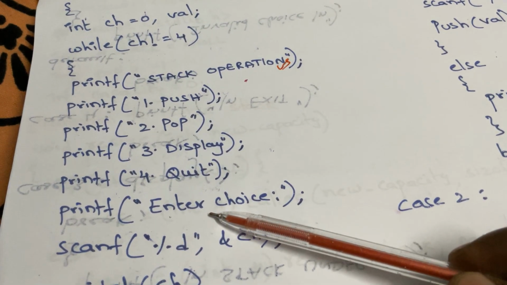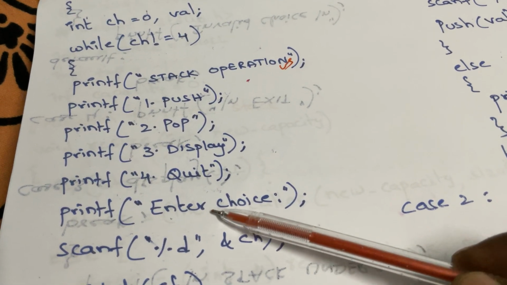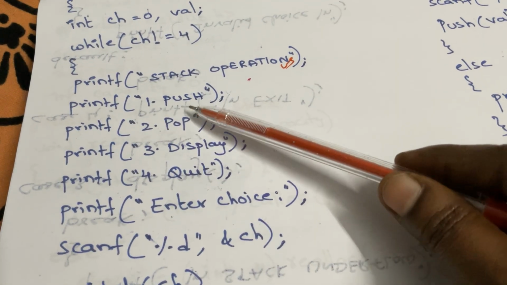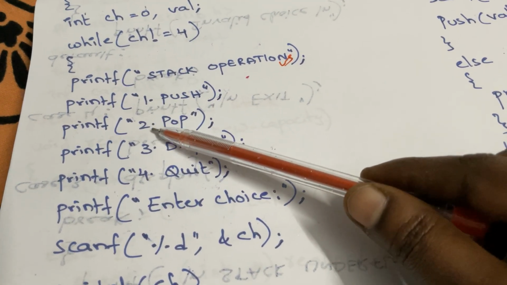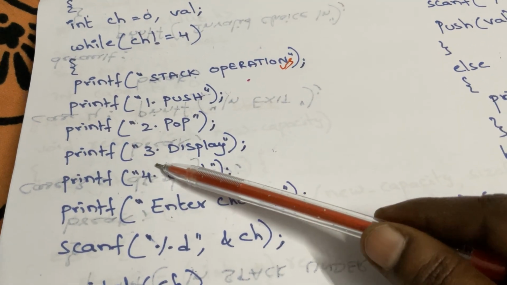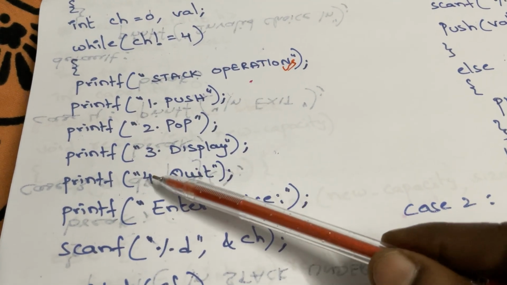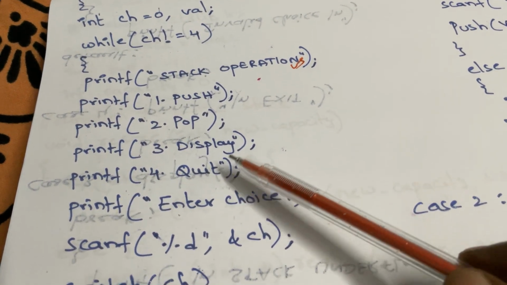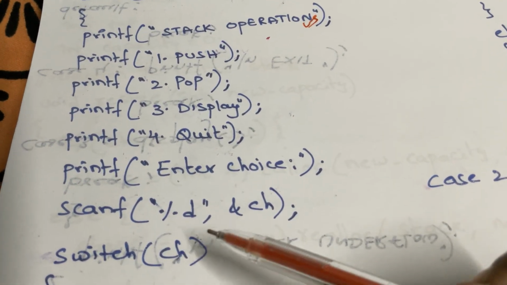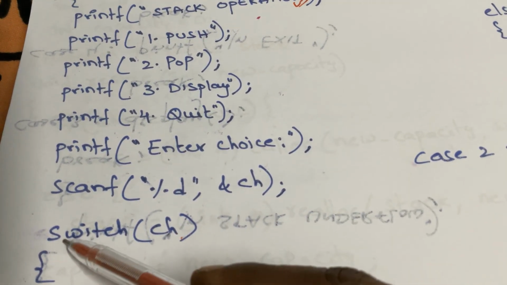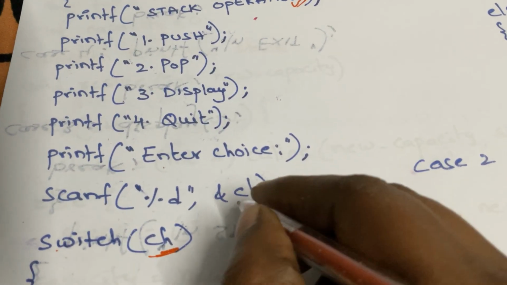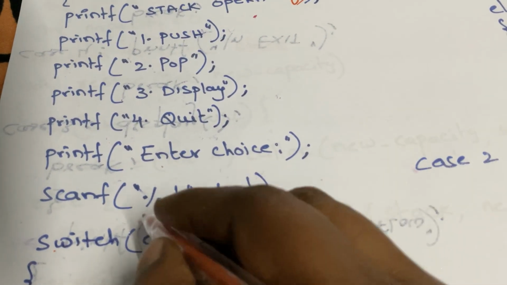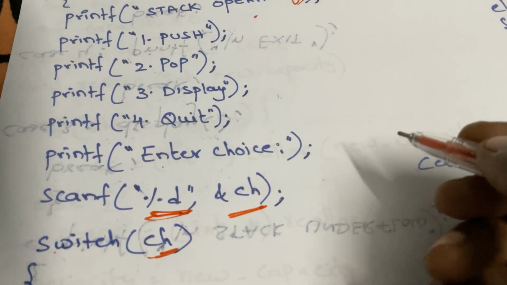Now it is asking you to enter your choice. If you give choice 1, it will go to push, choice 2 it will go to pop, choice 3 is display, and finally 4 is quit or exit. Now what is switch of ch? I am just switching to the case. Which case? Let's say the ch value can be any integer value I can enter.